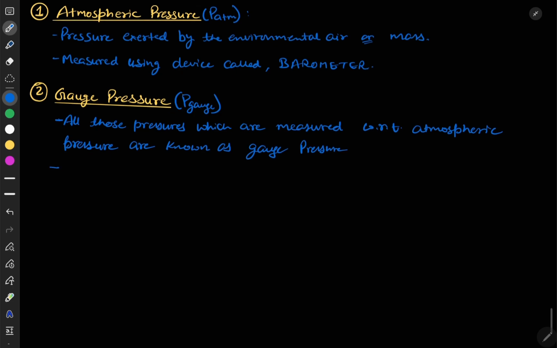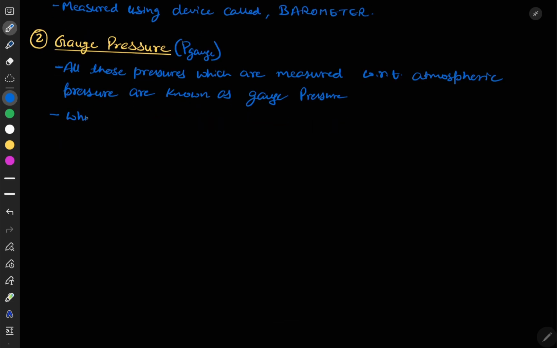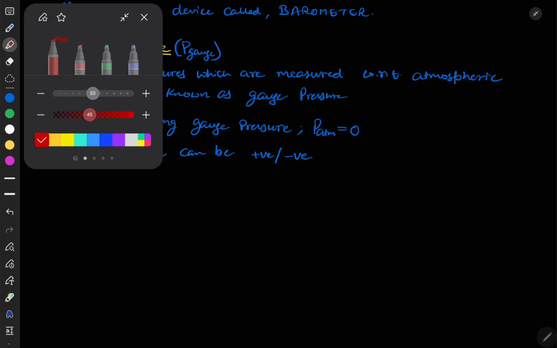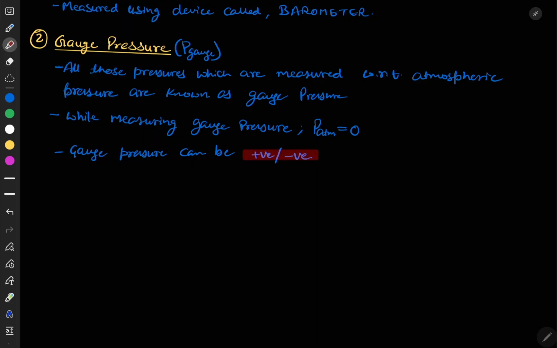Okay, second point, while measuring gauge pressure we assume your PATM is equal to 0, atmospheric pressure to be 0. Okay, only then we proceed with your gauge pressure. Now your gauge pressure can be positive or negative. Okay, so let me highlight it here. Okay, can be positive or negative.